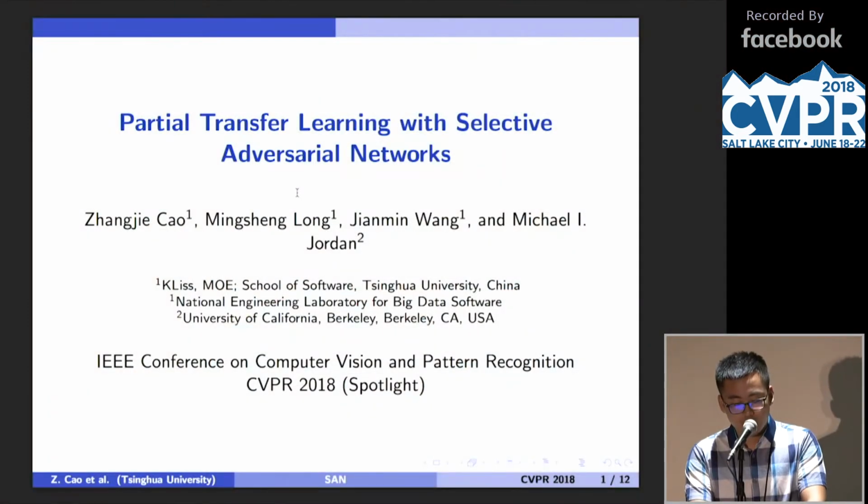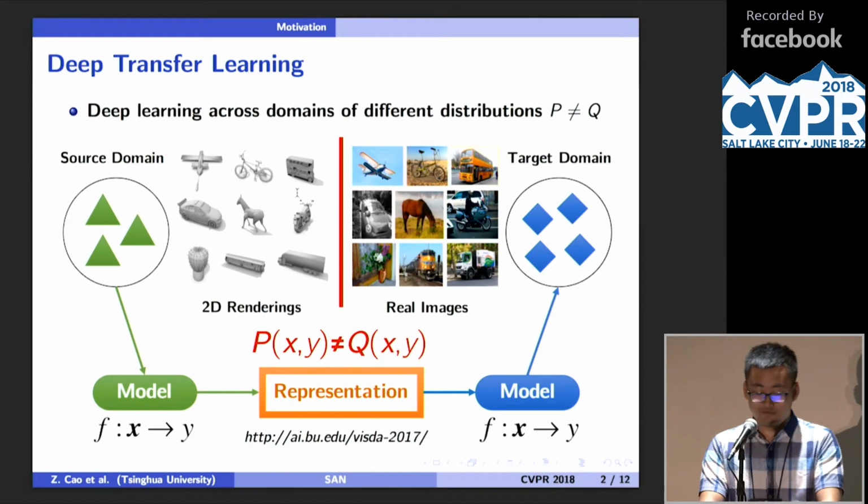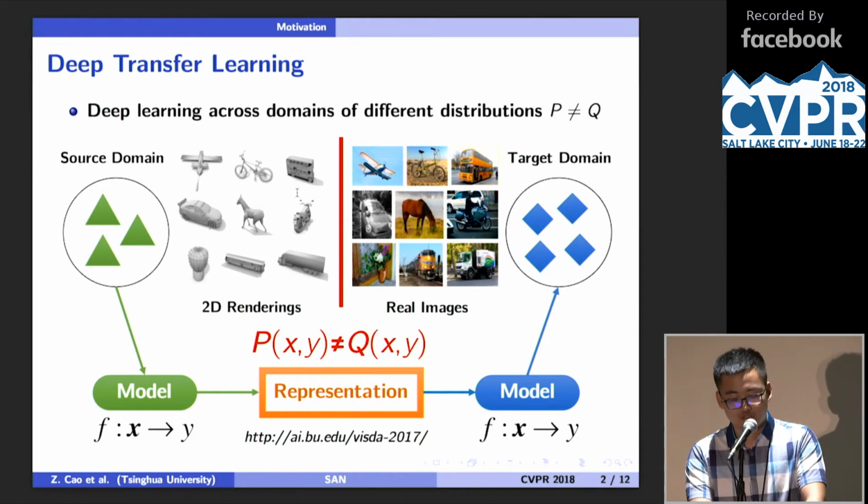Hello, I'm Yu Cao from Tsinghua University, and I will have a brief introduction of this paper, Partial Transfer Learning with Selective Adversarial Networks. Transfer learning solves the problem when insufficient labeled data are available in the target domain with joint distribution Q. It typically leverages the off-the-shelf labeled data from a different but related domain with joint distribution P. P is not equal to Q.